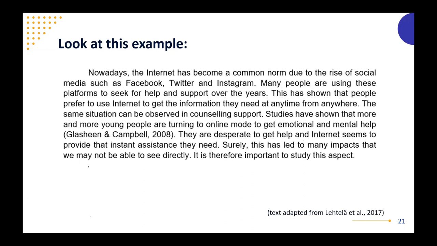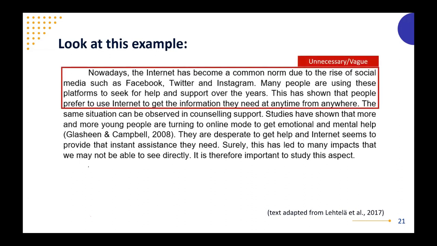Nowadays, the internet has become a common norm, blah, blah, blah, right? And then this has shown that people prefer to use internet to get information, but there are a lot of problems with this introduction, okay? First problem is unnecessary and vague. The rule of thumb in academic writing, if I read by the third sentence, I don't know what you're trying to do, I don't know your focus, something is not right already. So in this case, when I read the first three sentences, I'm not sure, are you going to tell me about social media? What are you trying to tell me actually?